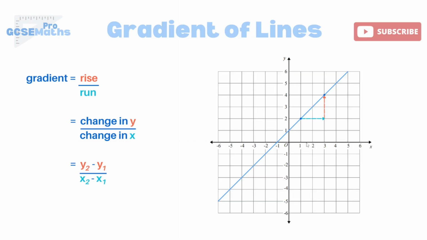And then you create this triangle and you go, right, how many has that gone along by? It's gone along by 2. How many has it gone up by? Again, 2. So if you were to work that out, 2 divided by 2 is 1. So the gradient for this one is 1. As it goes along by 1, it goes up by 1, along by another 1, up by another 1.